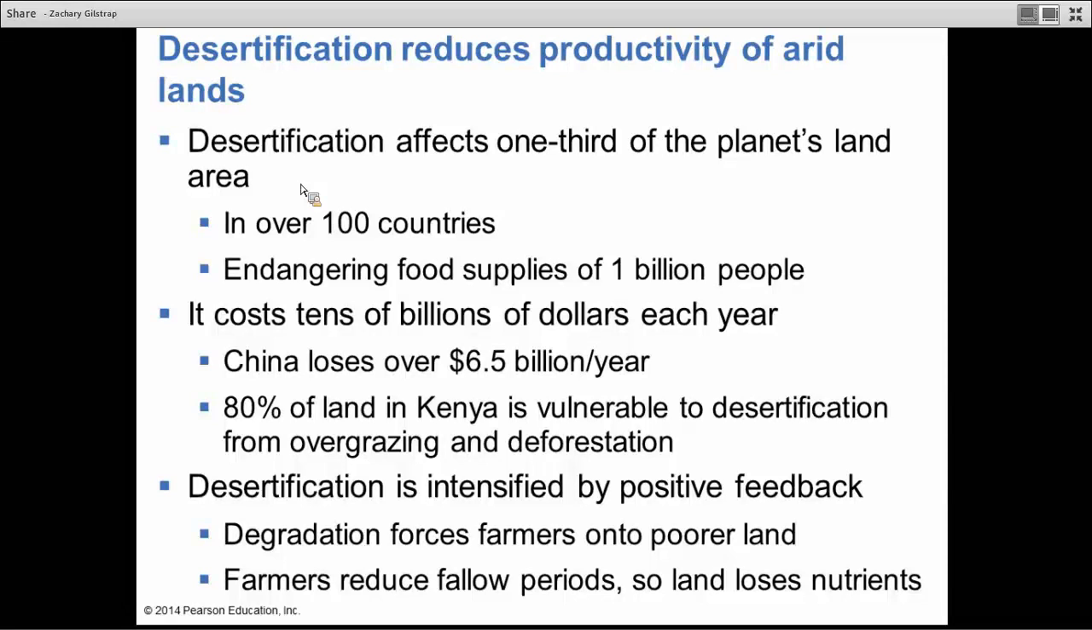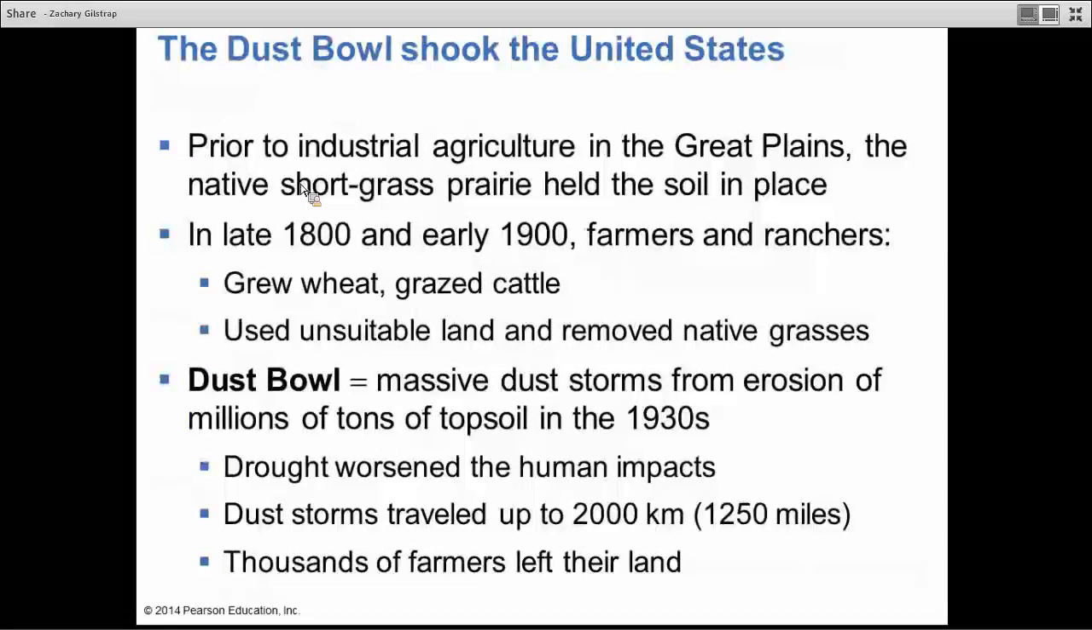It's intensified by positive feedback. It forces farmers onto poorer lands, and they reduce fallow periods, so the land loses nutrients. So the land just gets worse and worse. And one really big one that we probably all heard of is the Dust Bowl that shook the United States. Large-scale cultivation of the southern Great Plains of the United States, combined with a drought in the 1930s, led to dust storms, destroying land and affecting human health in the Dust Bowl. And it really forced thousands of farmers off their land.